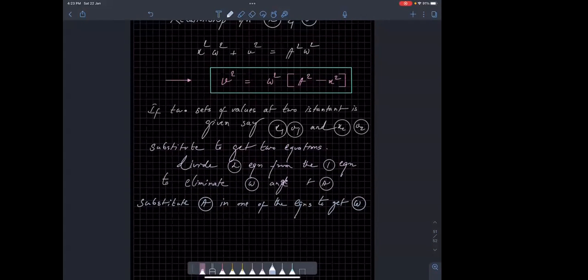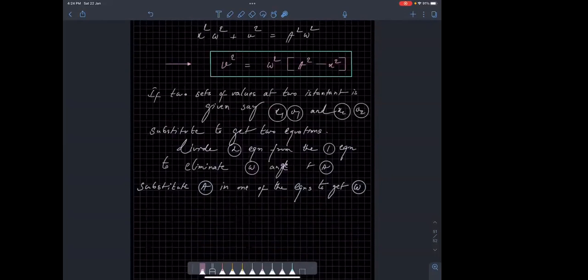You remember this equation. You substitute v1: v1 square equals omega square into a square minus x1 square. You'll get the first equation. Then you substitute the second values, so you'll get the second equation. Clear? Now divide the first equation from the second equation, so omega will get eliminated. You will find A. After finding A, put that value in one of the equations, x1, v1, to get the value of omega. Clear? Yes, sir.